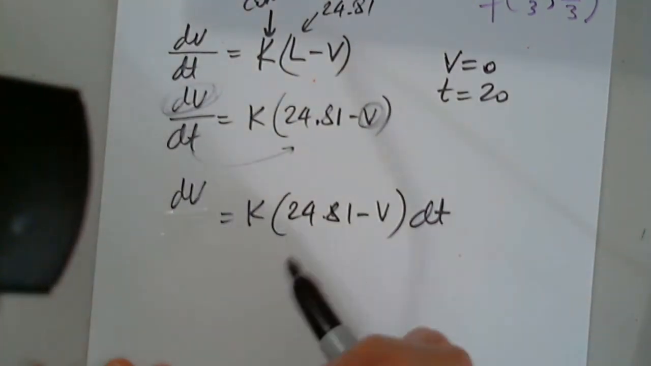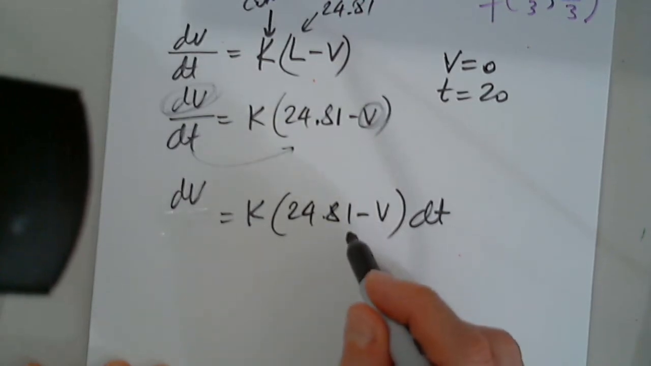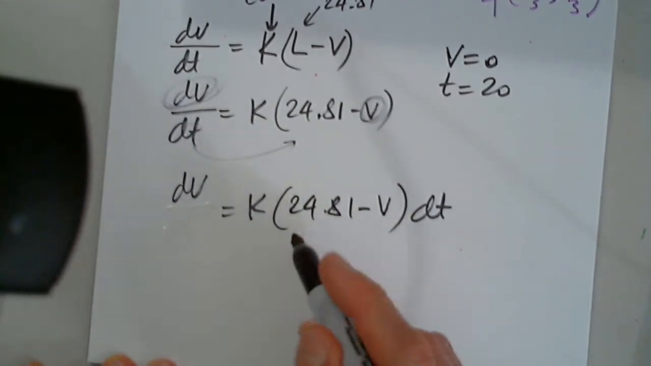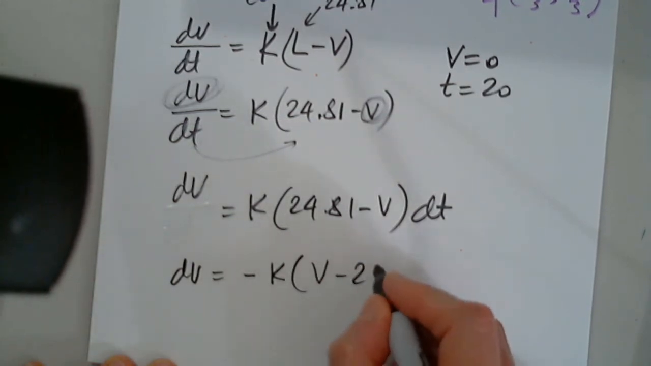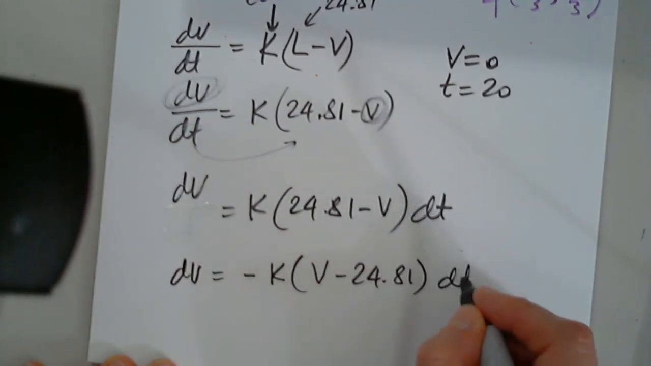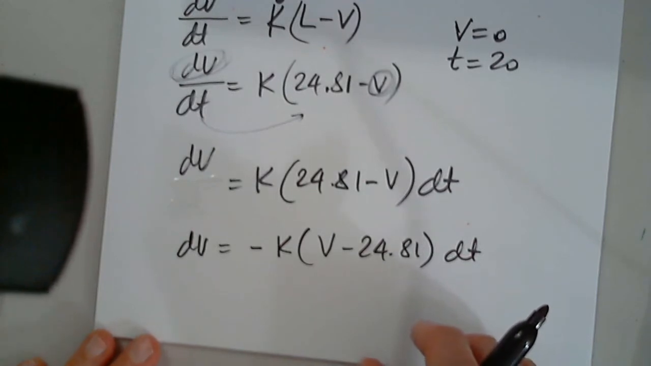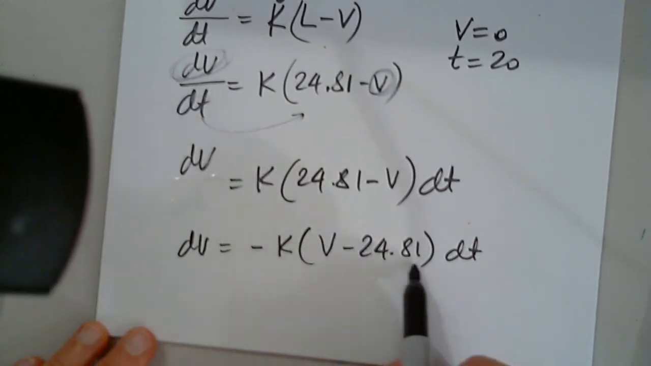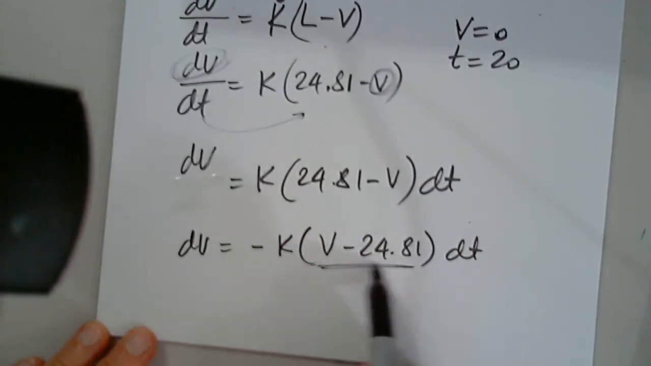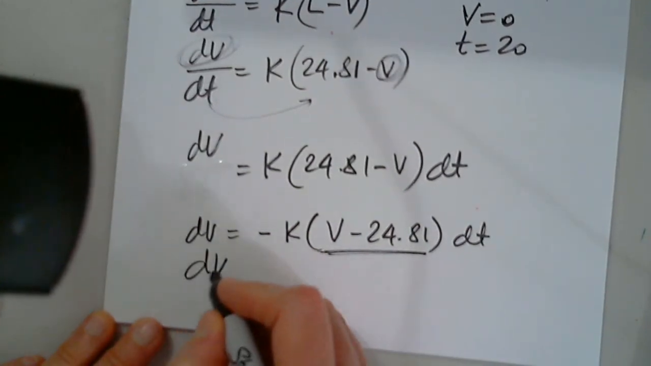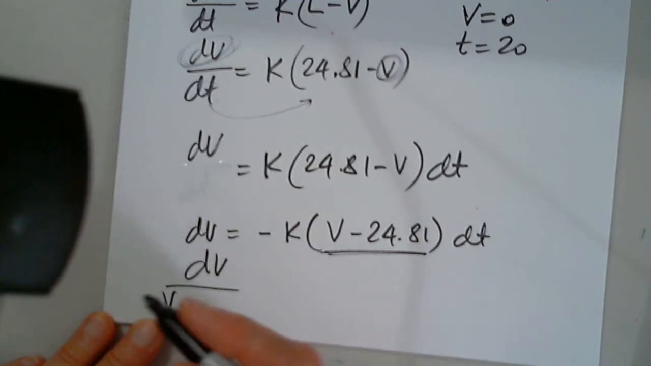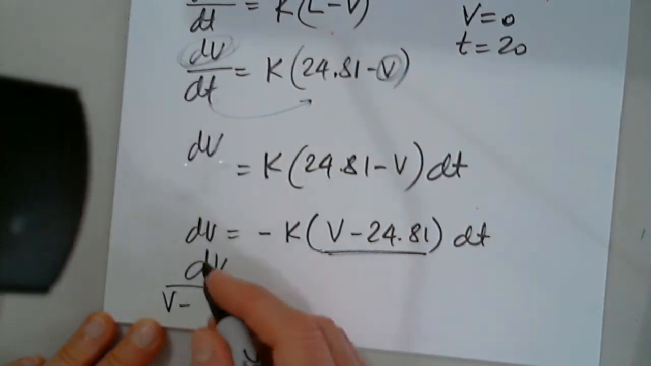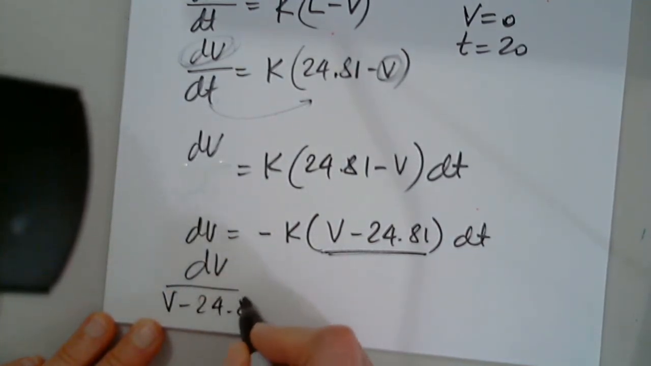Okay, so what I would like to do here first also, factor out -1. So I have dv equals -k (v minus 24.81) dt. As you know, we like a clean ship. So then now I divide both sides by this piece. So now finally, dividing both sides by this, it ends on the right, on the correct side with its dv together.